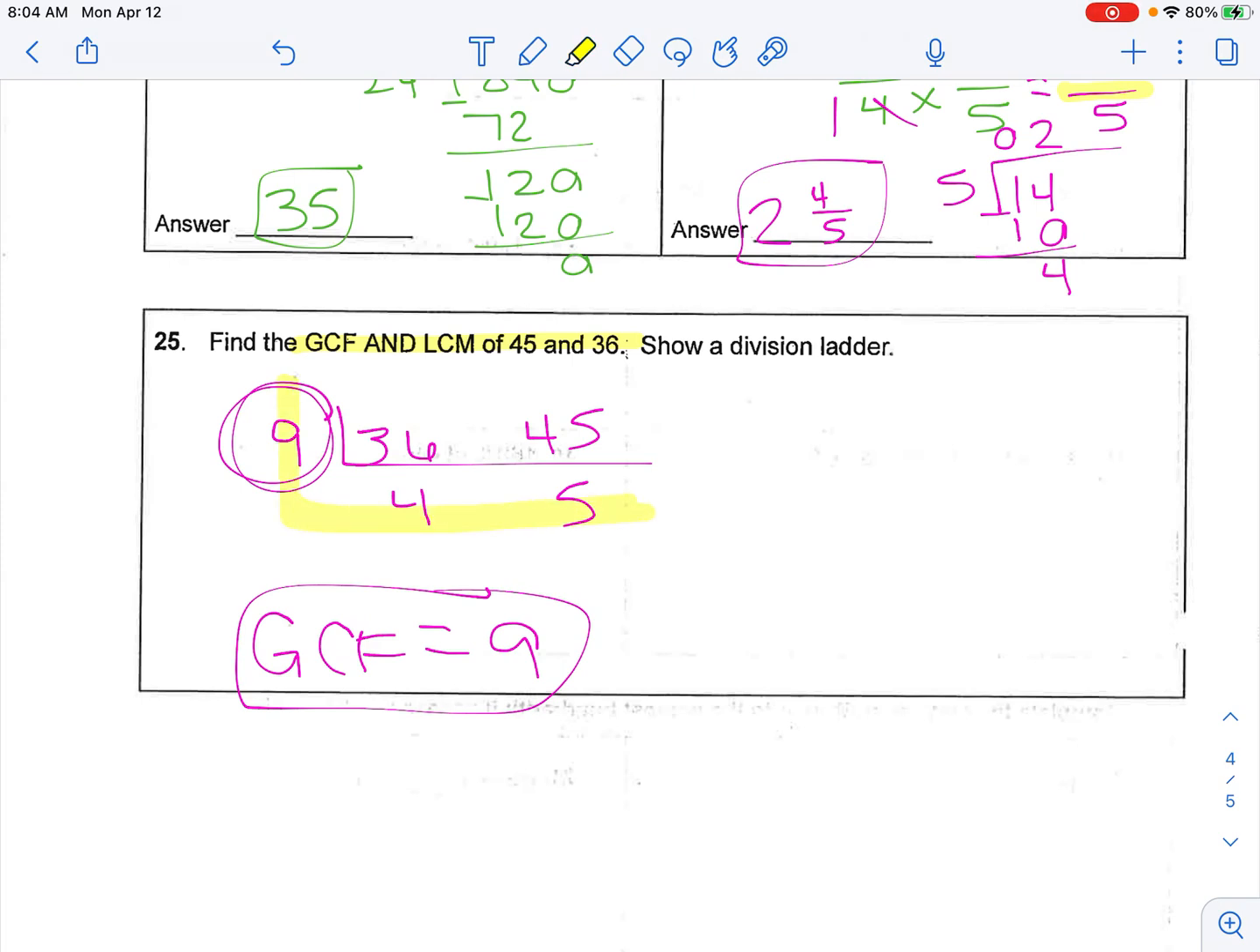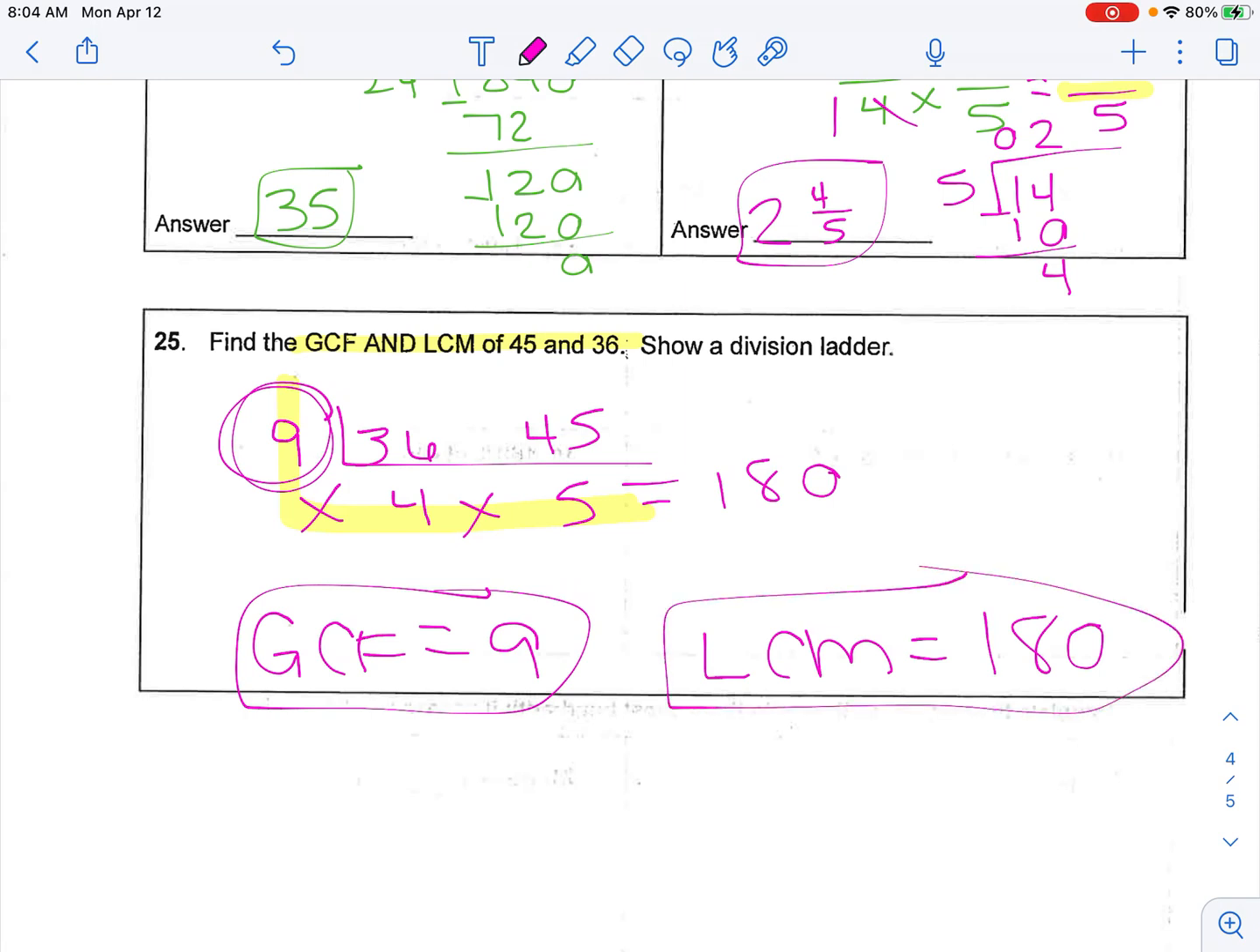And then remember, the L for least common multiple is multiplying 9 times 4 times 5. Well, I'm going to make this a little simpler. I know 4 times 5 is 20. 20 times 9, 2 times 9 is 18, and add a 0. You can also use your calculator to do your multiplication. So LCM equals 180.